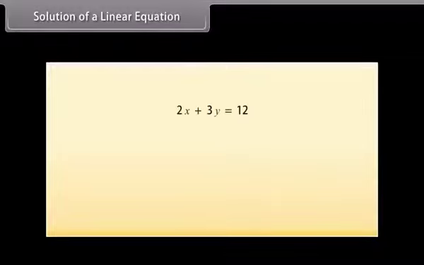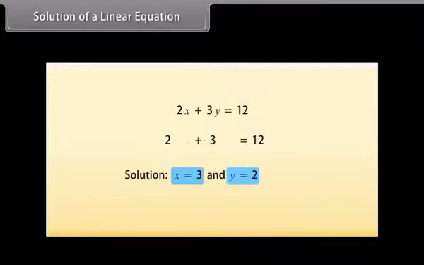Let us take the equation 2x plus 3y is equal to 12. Here x is equal to 3 and y is equal to 2 is a solution because when you substitute x as 3 and y as 2 in the equation above, you find that the answer becomes 12. We can also write this solution as (3, 2), because the value of x here is 3 and the value of y is 2. Similarly, (0, 4) is also a solution for this equation because when you substitute x is equal to 0 and y is equal to 4 in the equation, you find that the answer becomes 12.